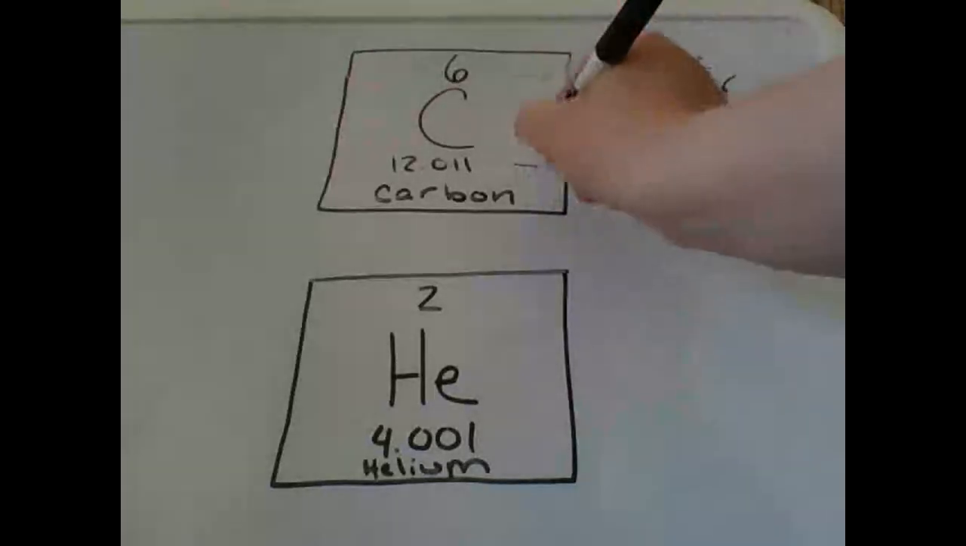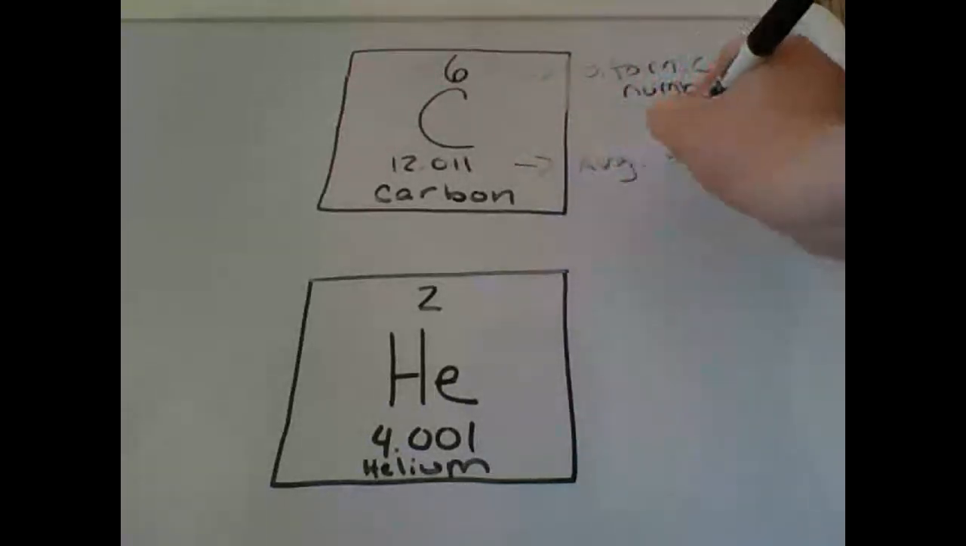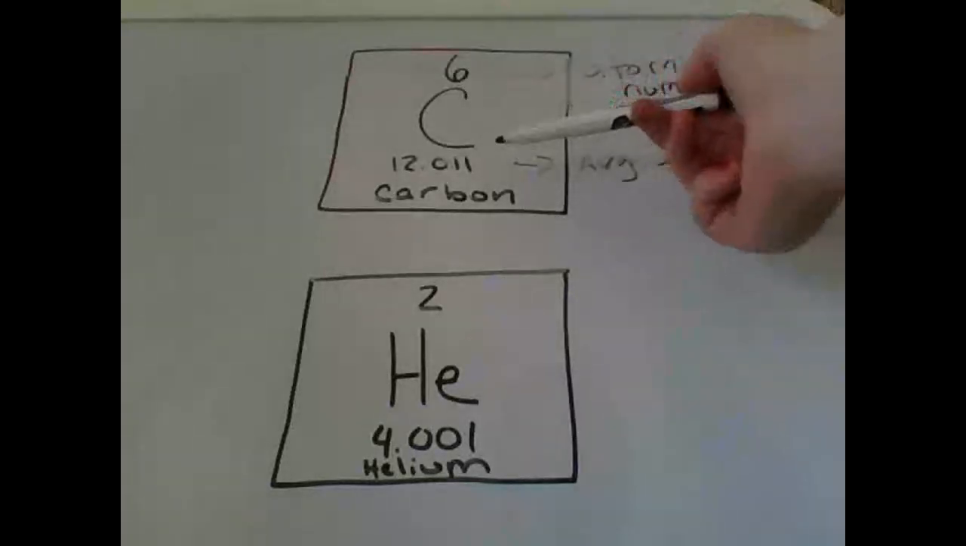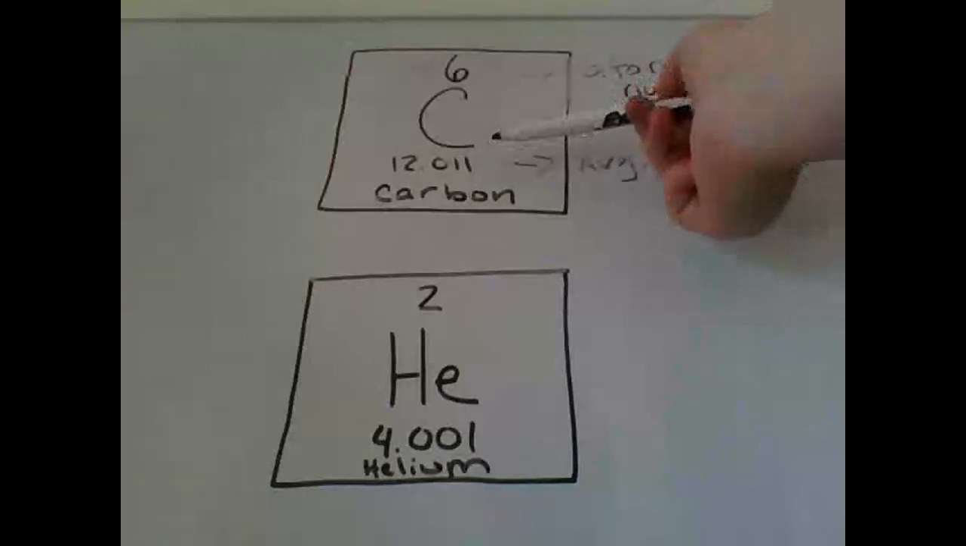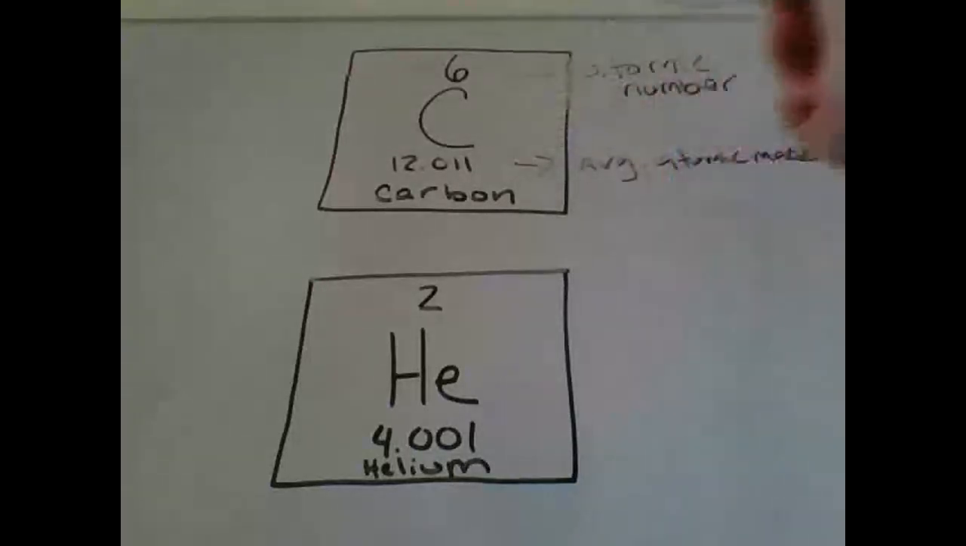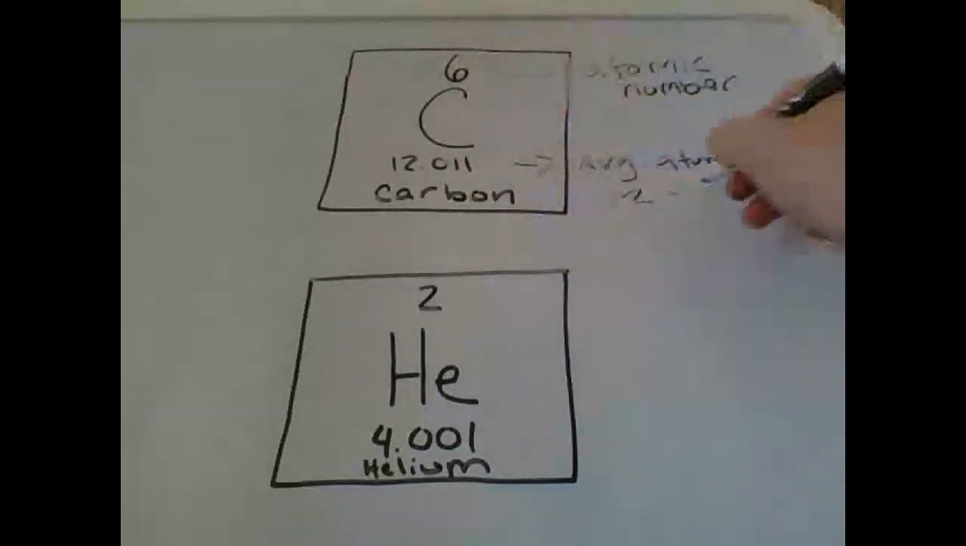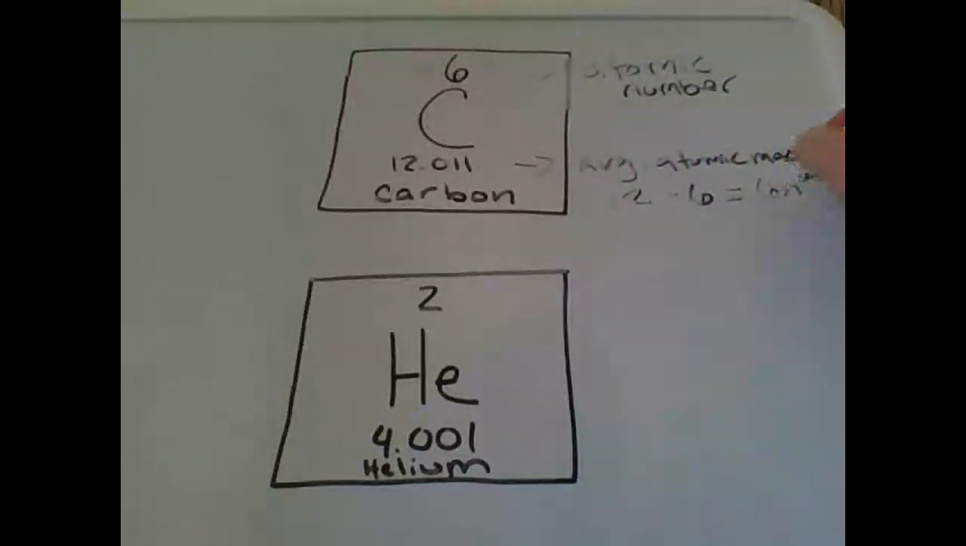The number at the bottom is the average atomic mass. This tells us the mass of one atom of an element. This is an average of all of the isotopes of carbon. So our carbon atom has a mass of approximately 12 atomic mass units, or AMU. To find the number of neutrons, we take the atomic mass, which is 12, minus the atomic number, which is 6, and that tells us that we have 6 neutrons.